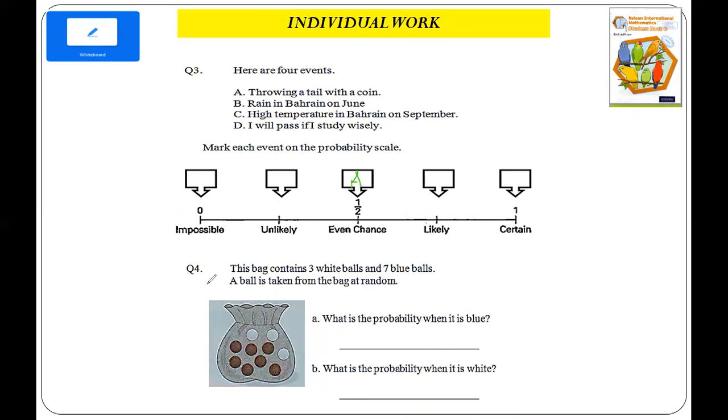Now, question 4. This bag contains 3 white balls and 7 blue balls. A ball is taken from the bag at random. So you have to put first 3 plus 7. What is the outcome? So the denominator is 10. It's like a fraction, also the proportion. What is the probability when it is blue? We have 3 white balls and 7 blue balls. So blue is 7 out of 10. Isn't it?